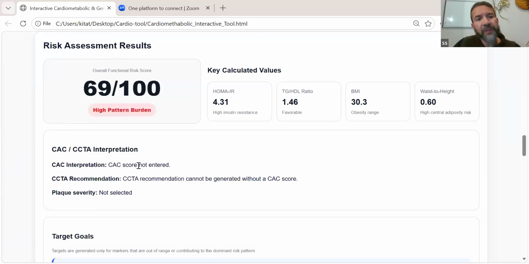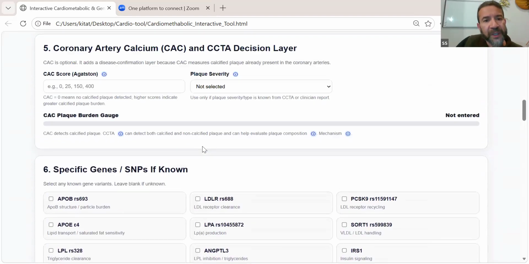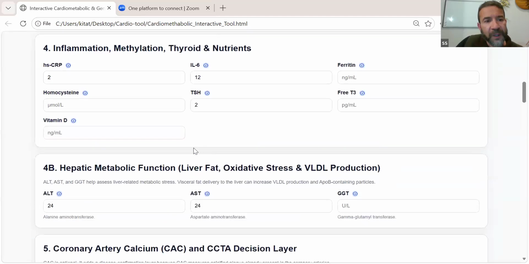Now calculate the risk. Now this individual is high pattern. This individual is high risk. We went from green to red just because we tested ApoB, inflammatory markers, and fasting insulin. That's the only thing we added. And this person is high risk. And because this person is high risk, now they need to do a CAC score.